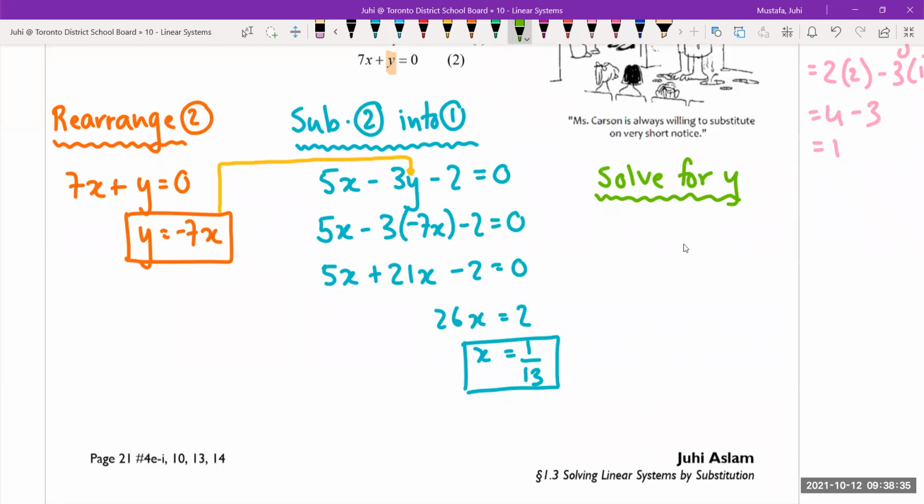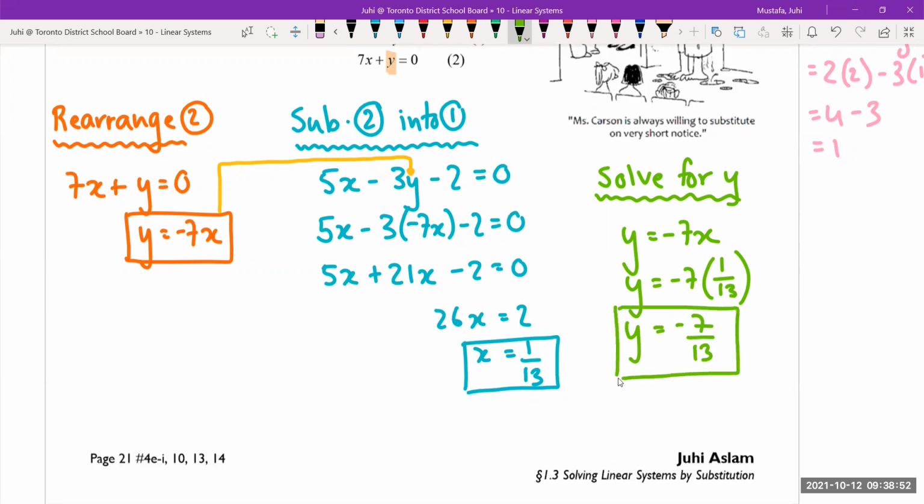I just take the equation that's already rearranged, which is y is equal to negative 7x. I'm going to plug this into the x. So it's going to be negative 7 times 1 over 13. You can't really cross reduce or anything like that. So this answer is just going to be negative 7 over 13.